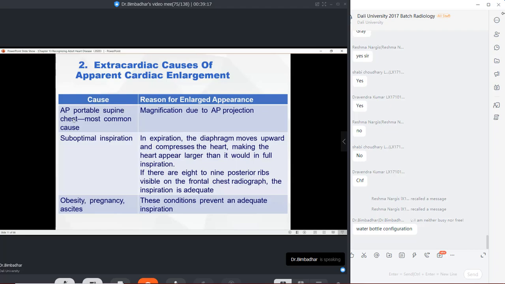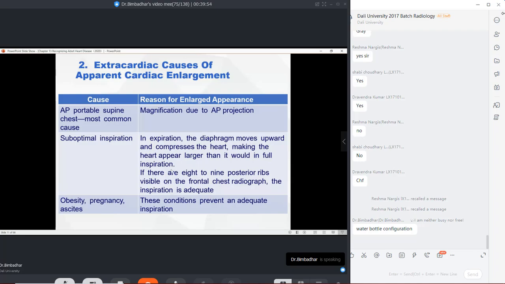On an AP view, a portable supine position, due to the pushing up of the diaphragm and the heart settling in the retrocardiac spaces, there will be apparent magnification of the heart shadow. So the AP view appears to show a cardiac enlargement, but it isn't. Then suboptimal inspiration: in expiration the diaphragm moves upwards and compresses the heart, making the heart appear larger than it would be in full inspiration.